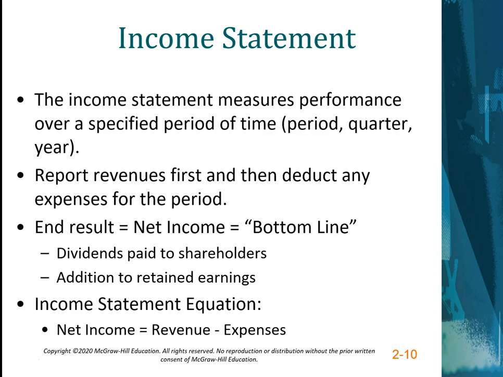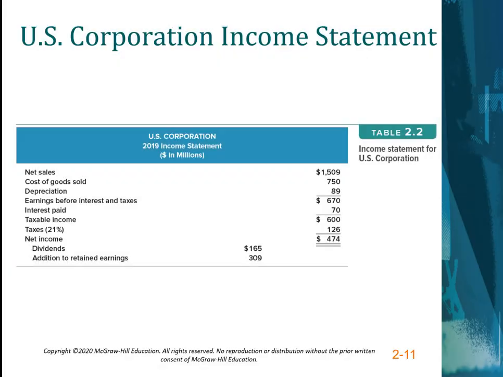Dividends are paid to shareholders. Dividends are not part of the net income calculation. Dividends come out of retained earnings. And net income is an addition to retained earnings. So if you had to write an equation for the income statement, it is net income equals revenues minus expenses.